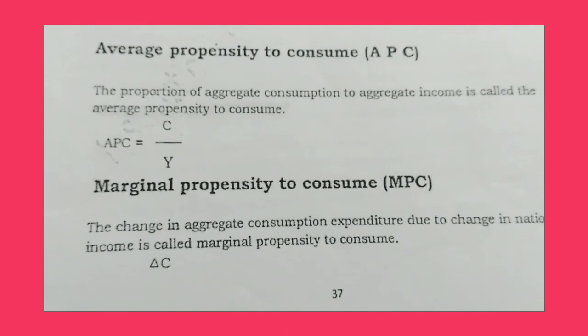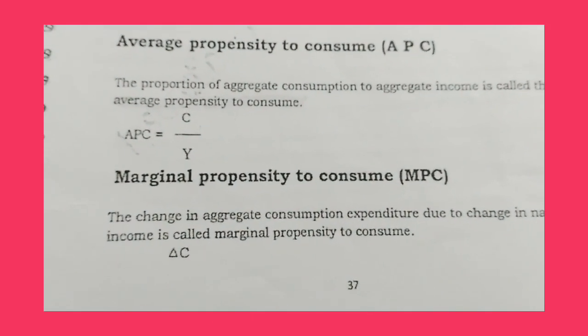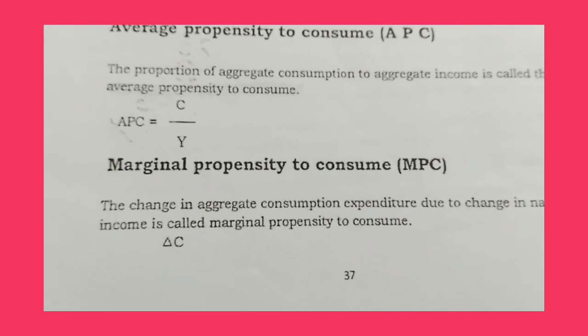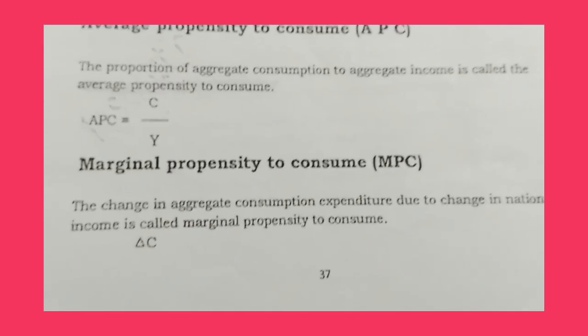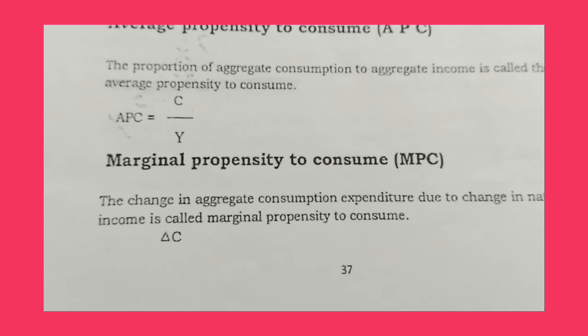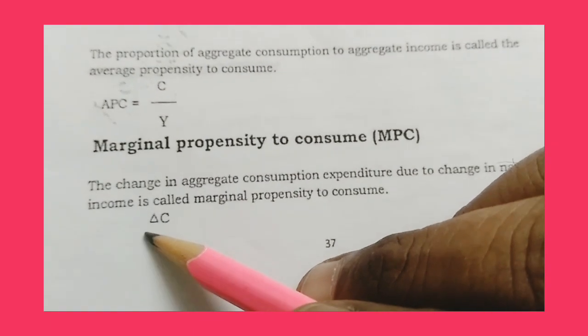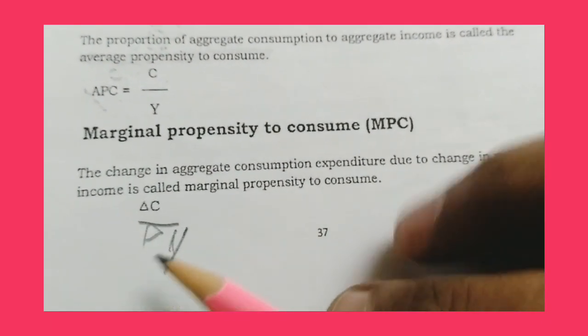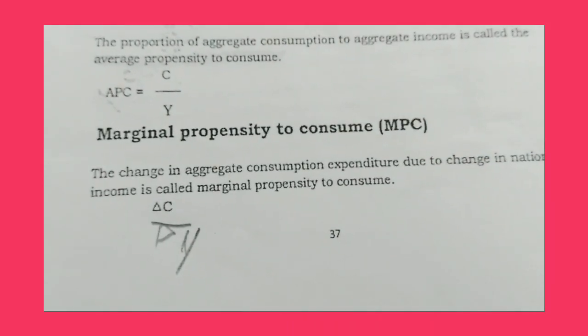Let's see the marginal propensity to consume, MPC. The change in aggregate consumption expenditure due to change in national income is called marginal propensity to consume. So delta C by delta Y. This is called the marginal propensity to consume.